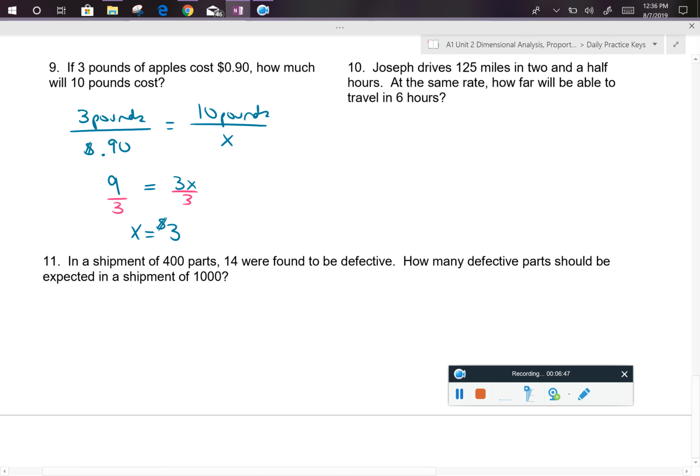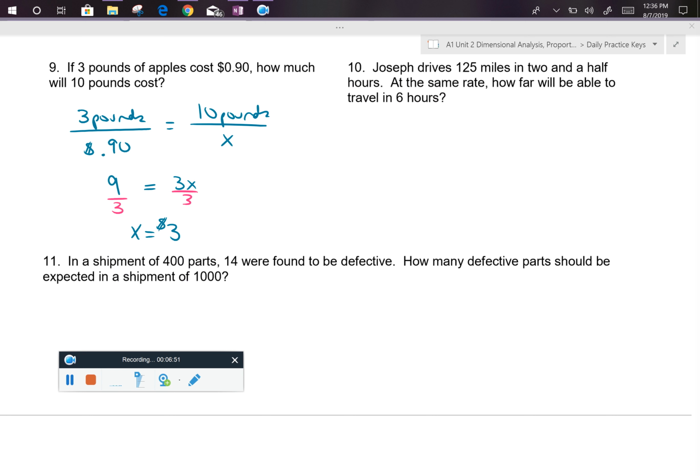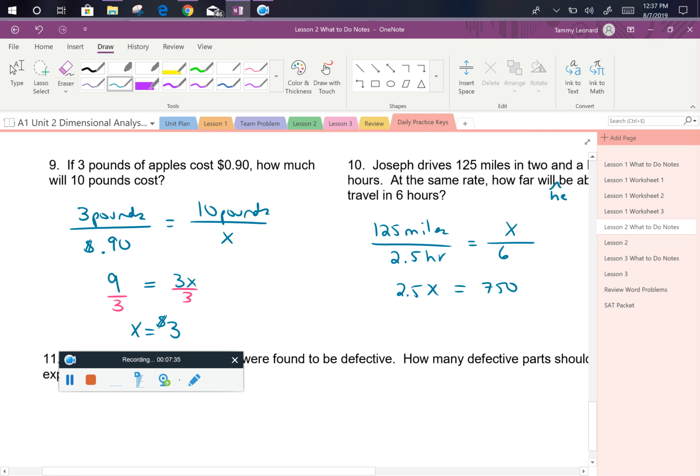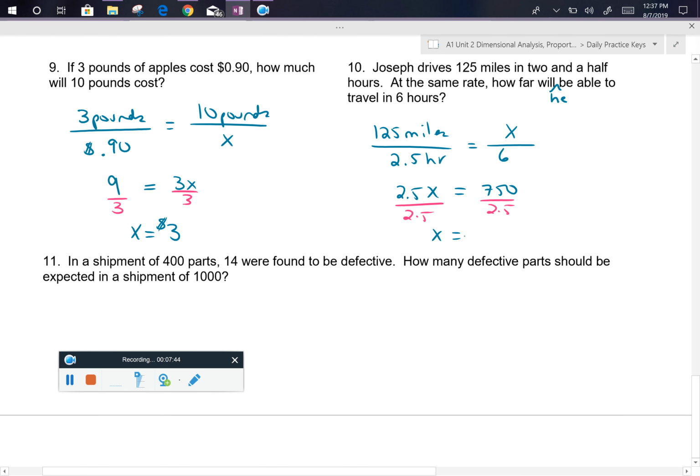Joseph drives 125 miles in 2.5 hours. At the same rate, how far will he be able to travel in 6 hours? So if we have 125 miles in 2.5 hours, the question is how far, so what we don't know is miles, he'll be able to go in 6 hours, keeping the units the same orientation. So we're going to cross multiply. So we have 2.5x is equal to 125 times 6, which is 750. If we divide both sides by 2.5 to get x alone, we have that x is equal to 300. So he'll be able to go 300 miles.